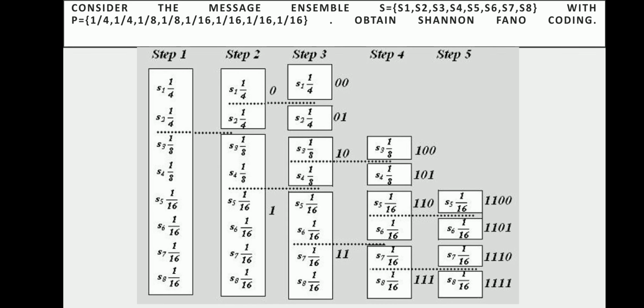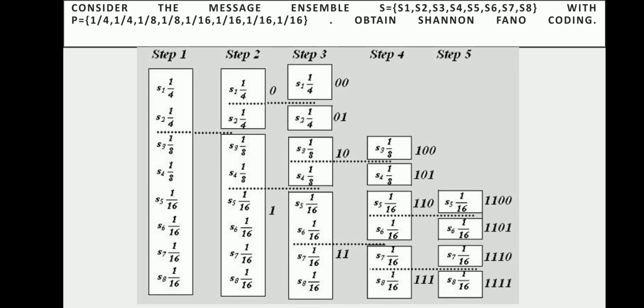And in step 5, we can divide S5, S6 and similarly S7 and S8. Then S5 we can code as 1100 and S6 we can code as 1101. Similarly S7 we can code as 1110 and S8 we can code as 1111.